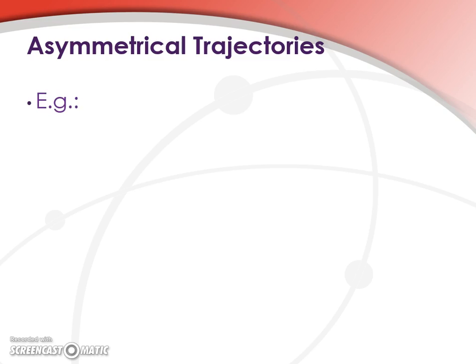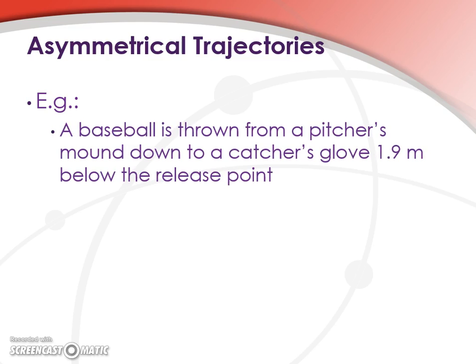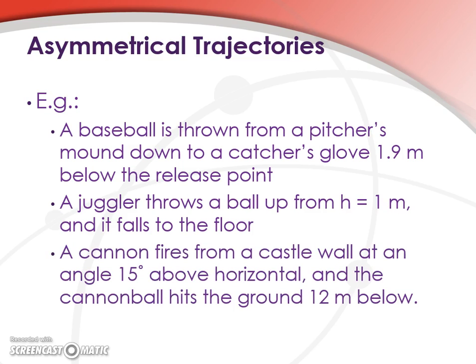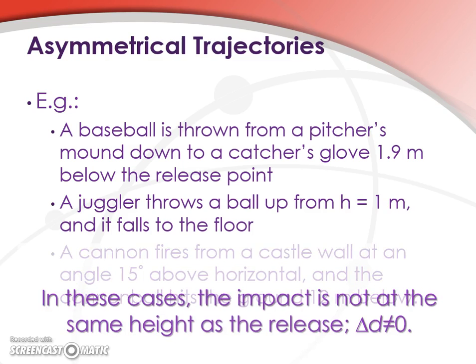And there's lots of examples of this kind of thing. For example, a baseball is thrown from a pitcher's mound down to a catcher's glove that's almost 2 meters below the release point. A juggler throws a ball up from a height of 1 meter where he released it, and it fell to the floor because he didn't catch it. Or a cannon fires from a castle wall at an angle 15 degrees above horizontal, and the cannonball hits the ground 12 meters below. All of these are cases of asymmetric trajectories.